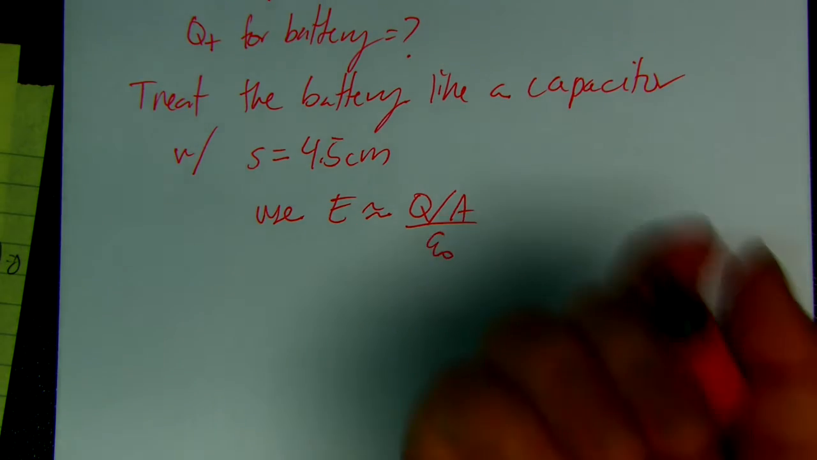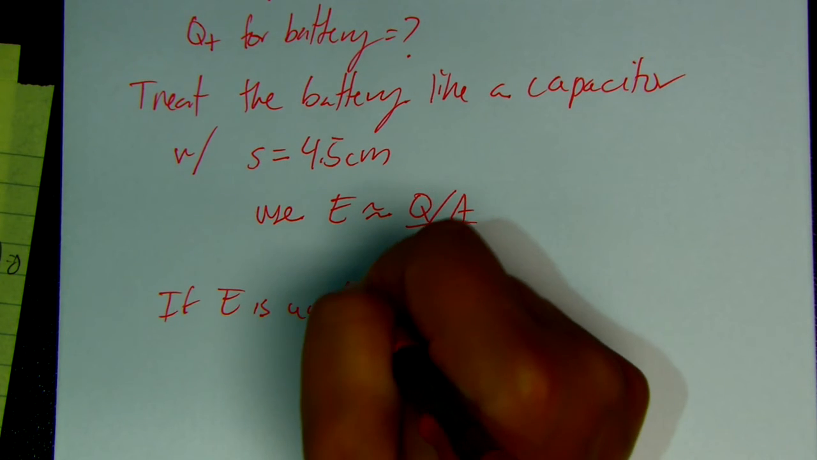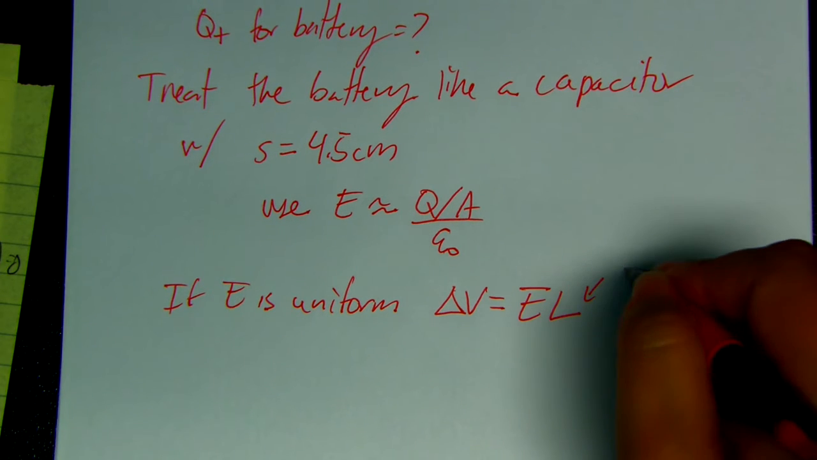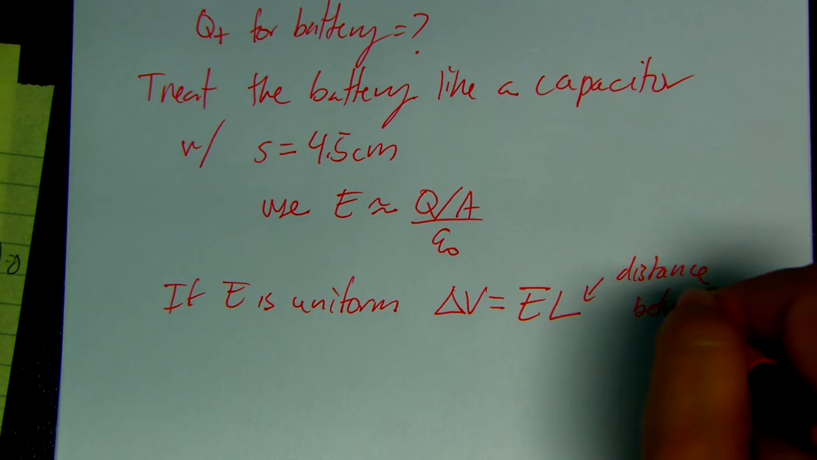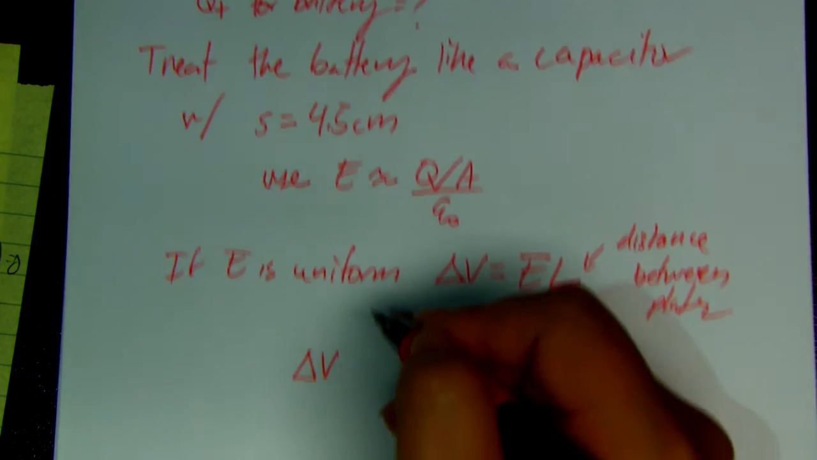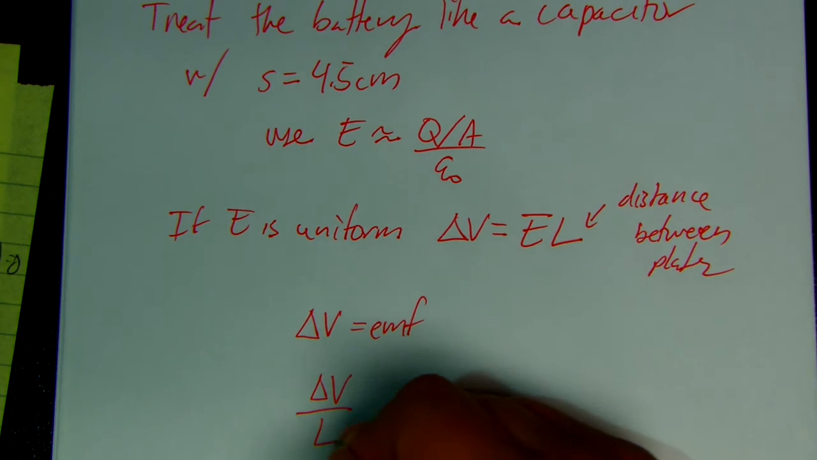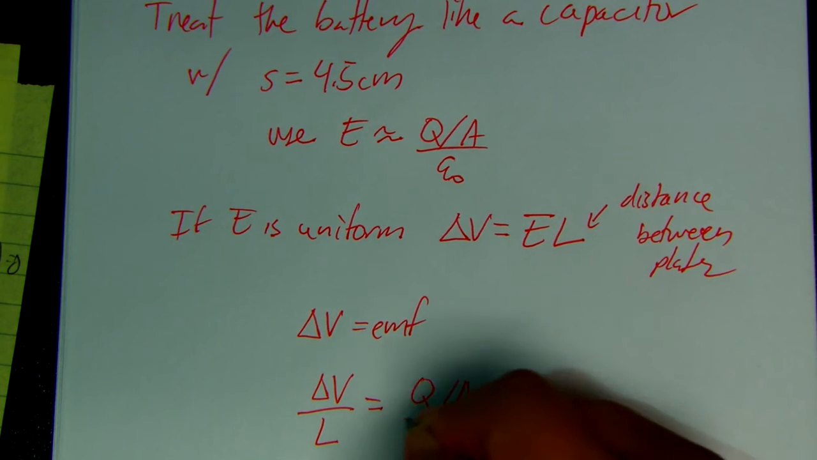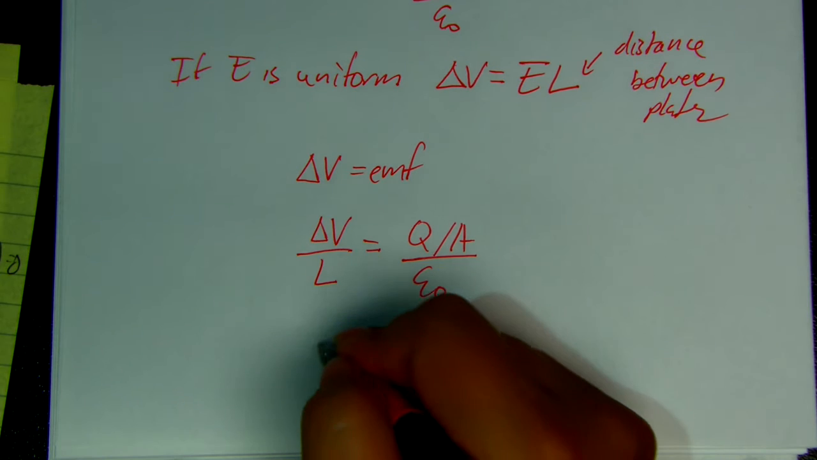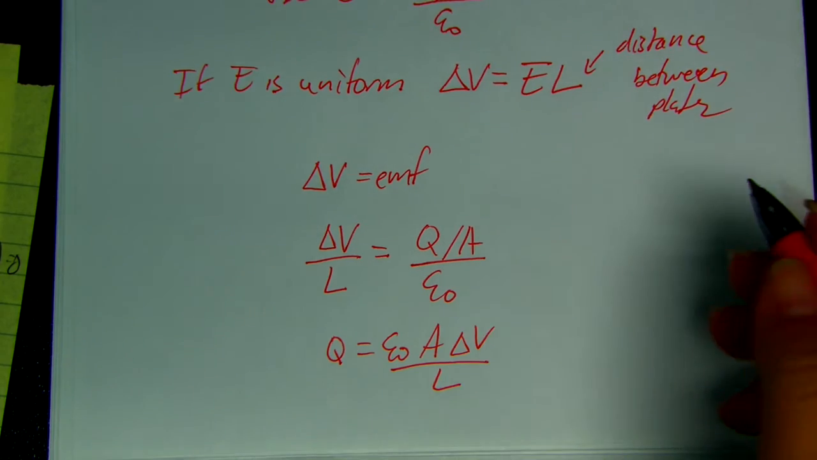Now, since we're treating the battery like a capacitor, then we can say if E is uniform, then delta V is equal to E times L, where L is the distance between the plates. And so delta V, we're going to say is equal to EMF. We're going to assume ideal battery. So then we'd have delta V over L is equal to Q over A divided by epsilon naught. And so then Q is equal to epsilon naught A delta V over L.